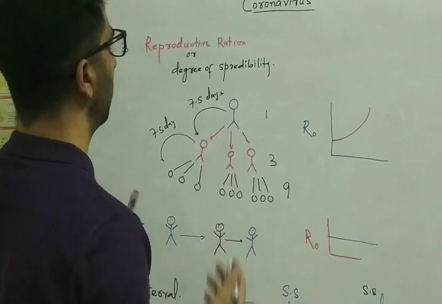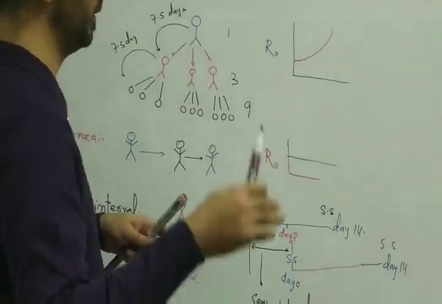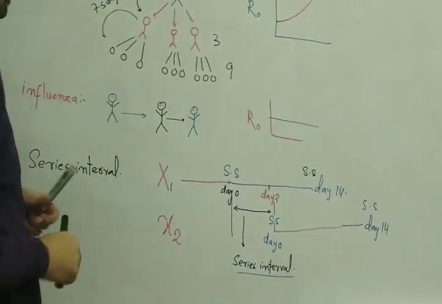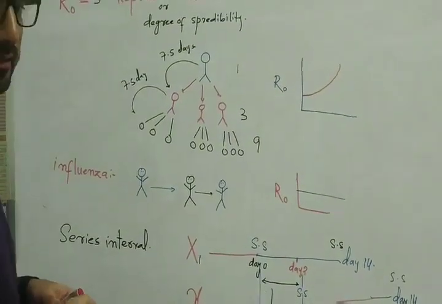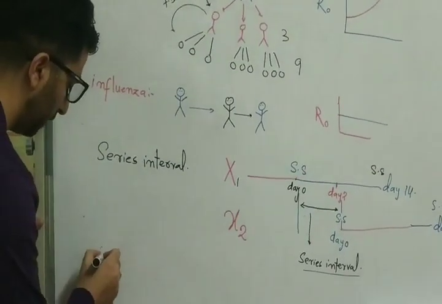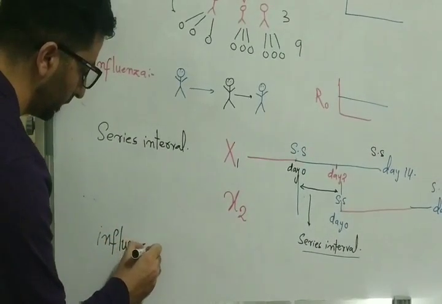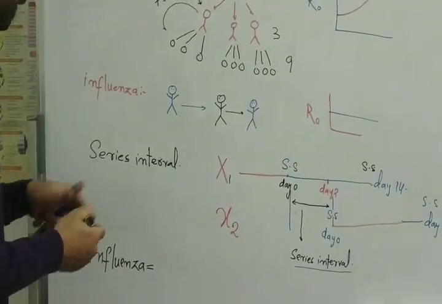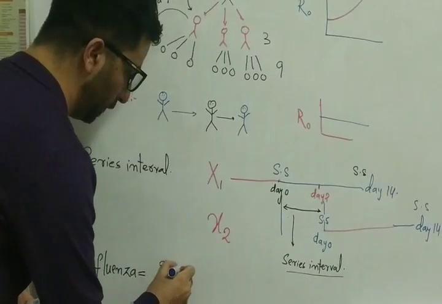If the serial interval is small, we can say the cases are near to each other, and it's very risky. For the coronavirus, that's good, the serial interval is a little large, so there is a reduction in the spreadability of this disease in comparison to influenza. If you talk about influenza, the serial interval is 2.5, more dangerous.